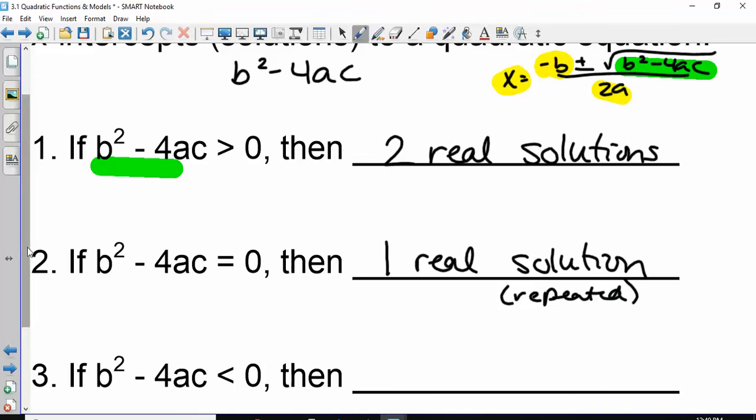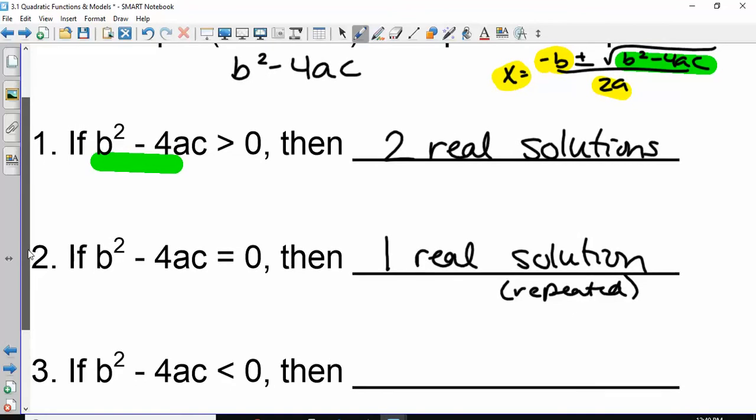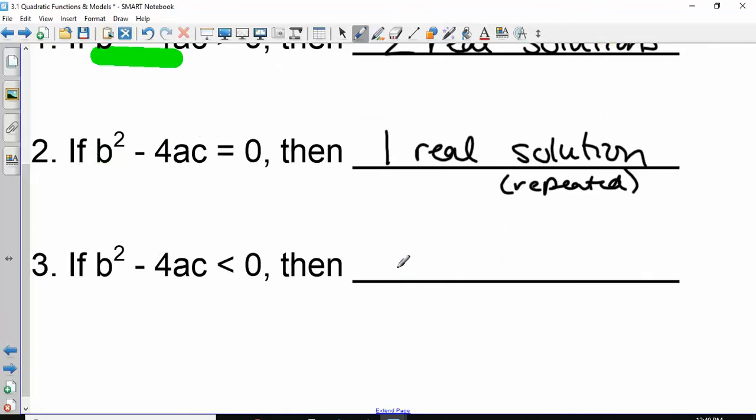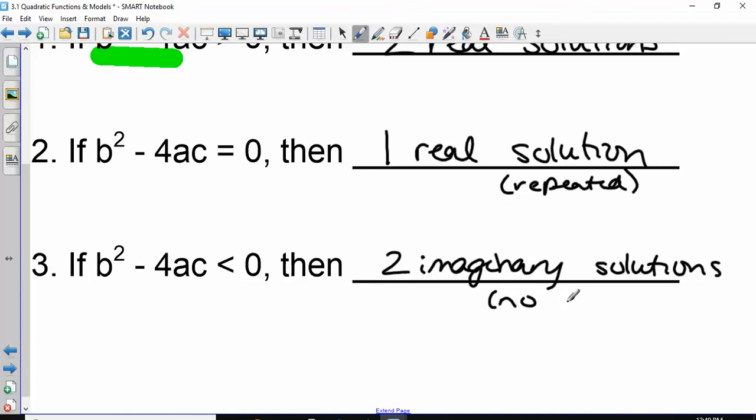And if it is less than 0, what happens if you get a negative under there? Then we get two imaginary solutions. There are no real ones in that case. They're only imaginary. All right.